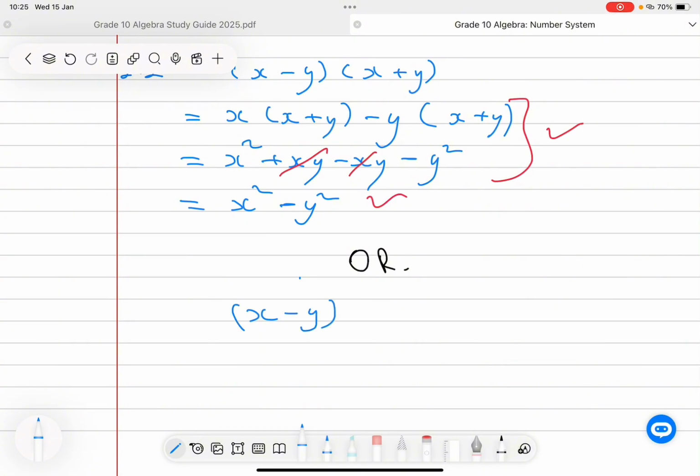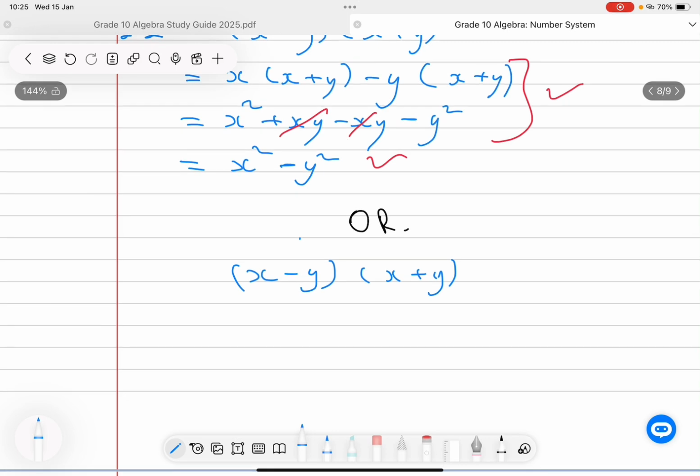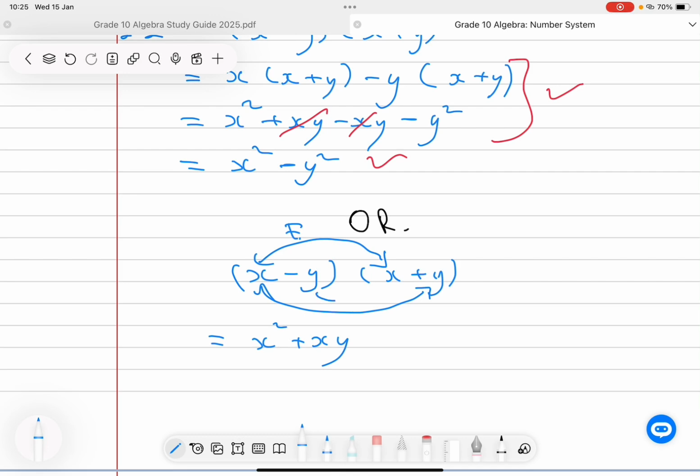So if we have the problem again, x minus y, x plus y, what we do here is that we multiply the first term with the first term, so that we have x squared. Then we multiply the outer term with the outer term, so that we then have plus xy. Then we multiply the inner terms, the terms that are on the inside, right? So this will give me a negative x and a y.